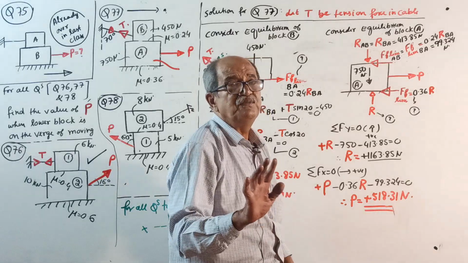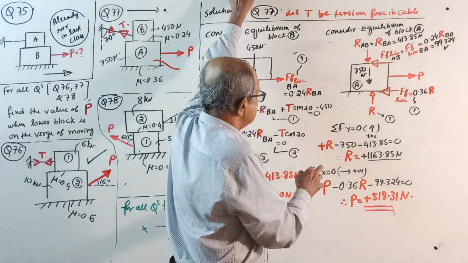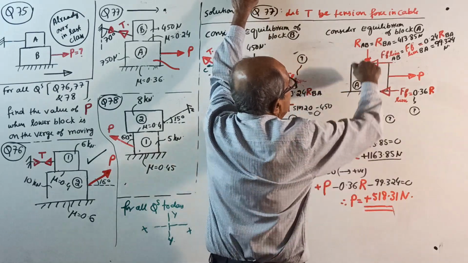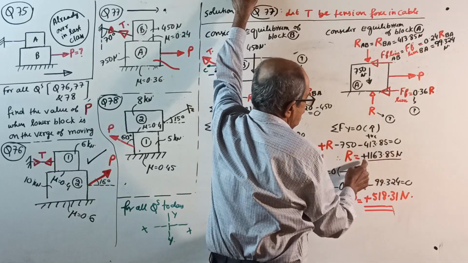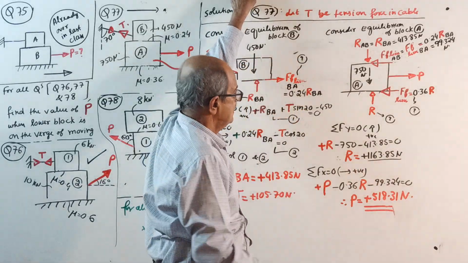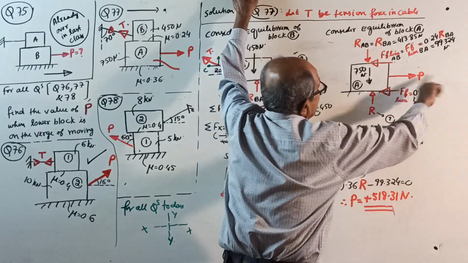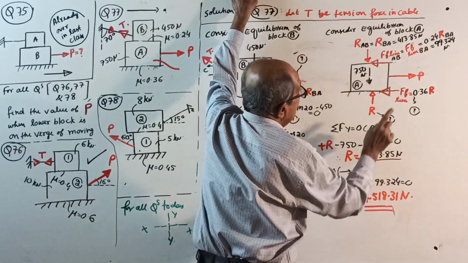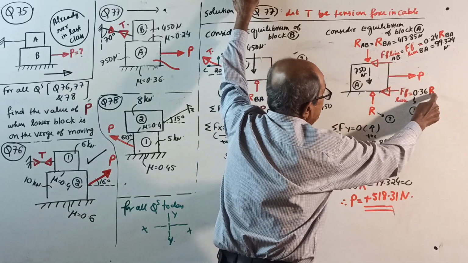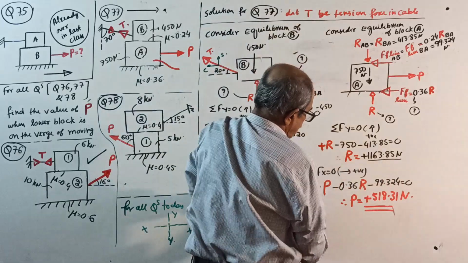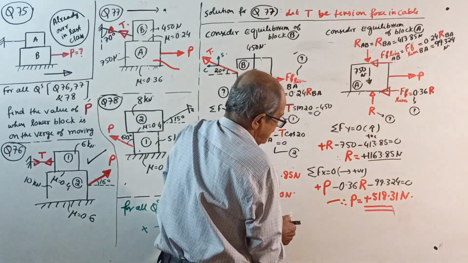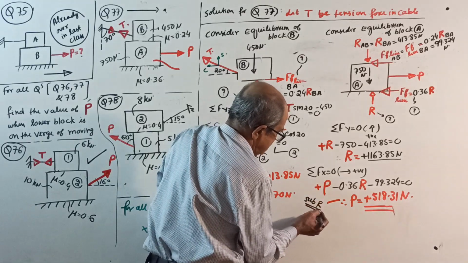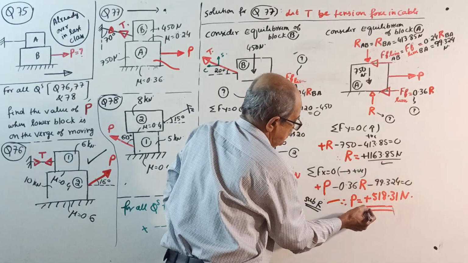Now, there is a reason I am telling this a little fast. Sigma Fy equals 0: plus R minus 750 minus 413.85 equals 0, you get the value of R. Sigma Fx equals 0: plus P minus 99.324 also minus 0.36 R equals 0. Here see what you do: substitute R, whatever you got here, and you get the value of P.